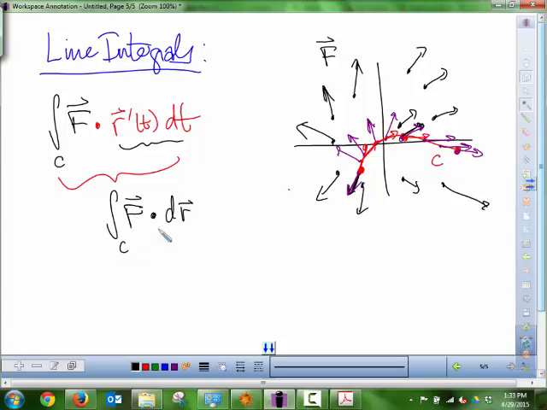So if this is an integral that's being integrated over curve C, how is this different from our path integral that we saw earlier? It's in a vector field. So we're integrating over a vector field. So I just wanted to take a quick look at this. This is a line integral, versus a path integral.